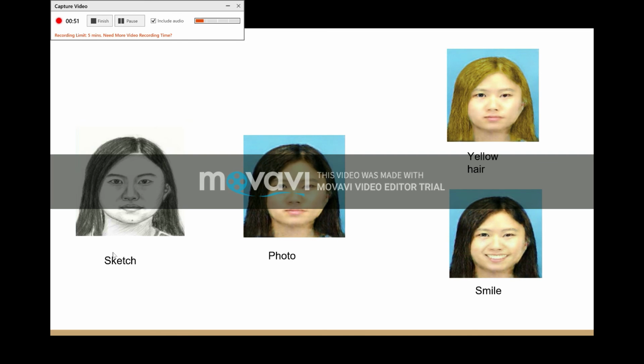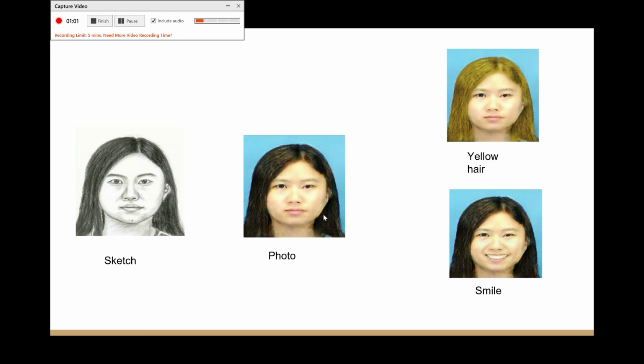Here is the final result we got. From the sketches, we got the generated photo, and then we alternate the features. You can see that this is yellow hair, and this is from non-smile to smile.